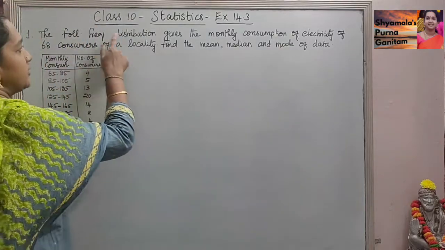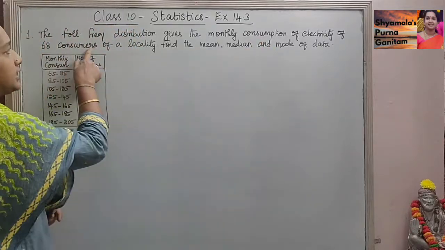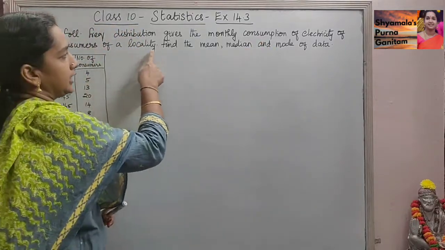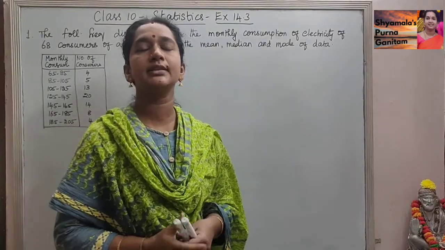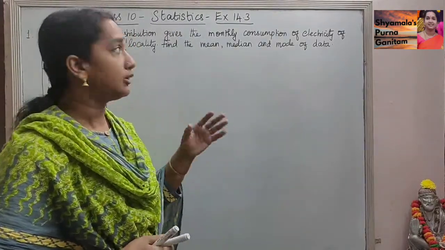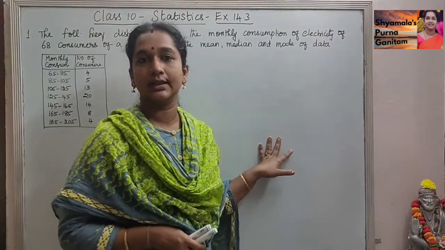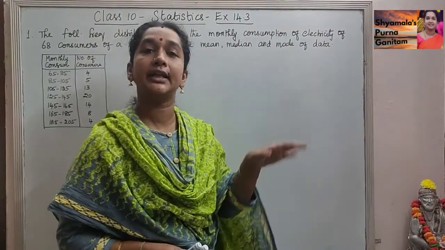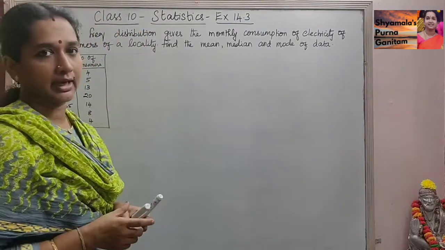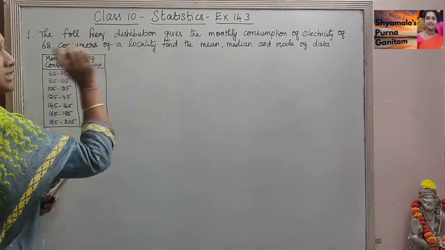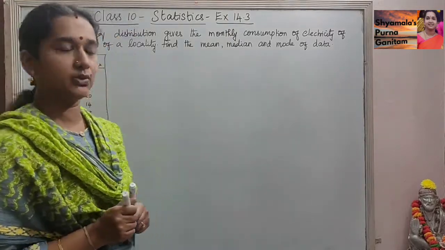So the following frequency distribution gives the monthly consumption of electricity of 68 consumers of a locality. Find the mean, median and mode. In the previous two exercises we calculated arithmetic mean and mode. In this exercise we will be calculating median also. So all the three we need to calculate for this sum. First, we will calculate the arithmetic mean using the step deviation method.